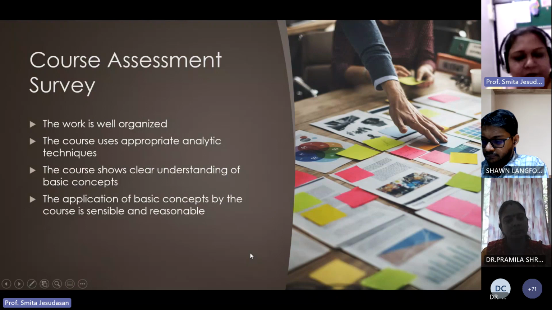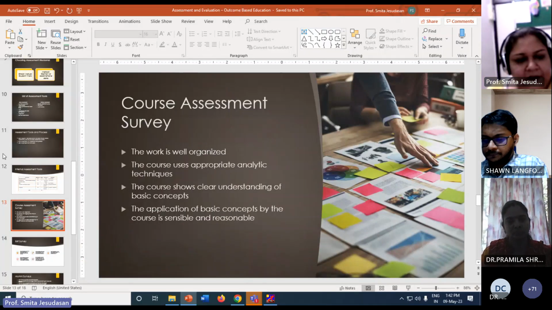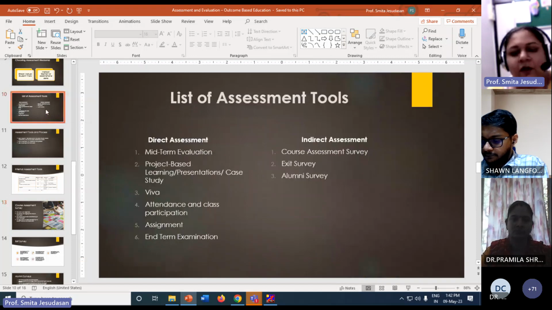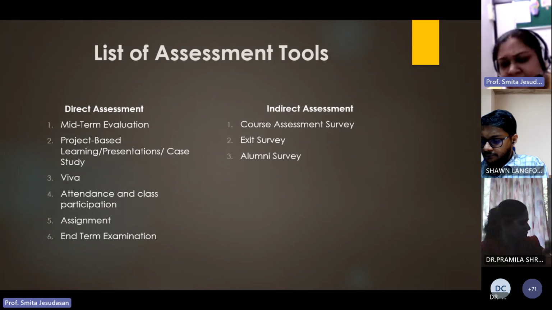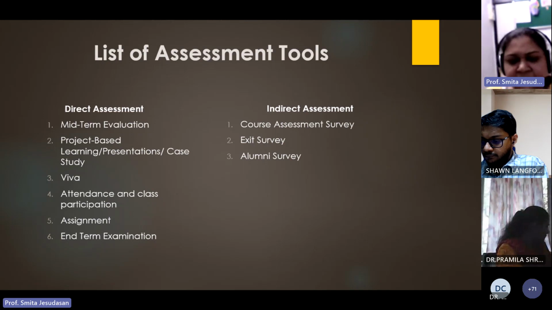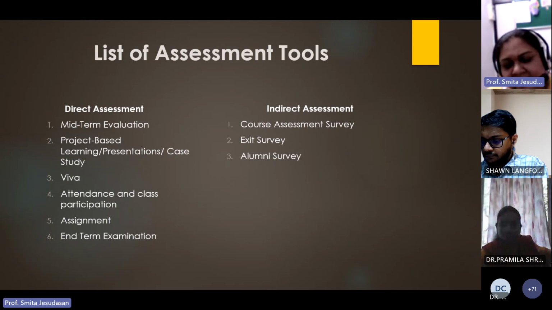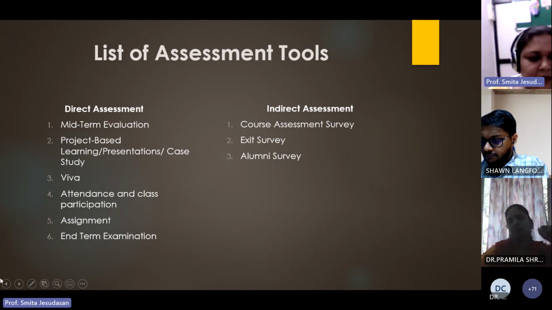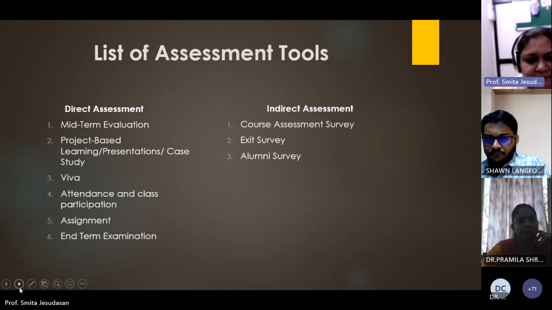Next, coming to the indirect assessment tools. Now, if we go to the previous slide, indirect assessment tools, we are collecting information from different stakeholders, and they take these 3 various forms: course assessment survey, exit survey, and the alumni survey. So before we go to these, any queries on the direct assessment tools?